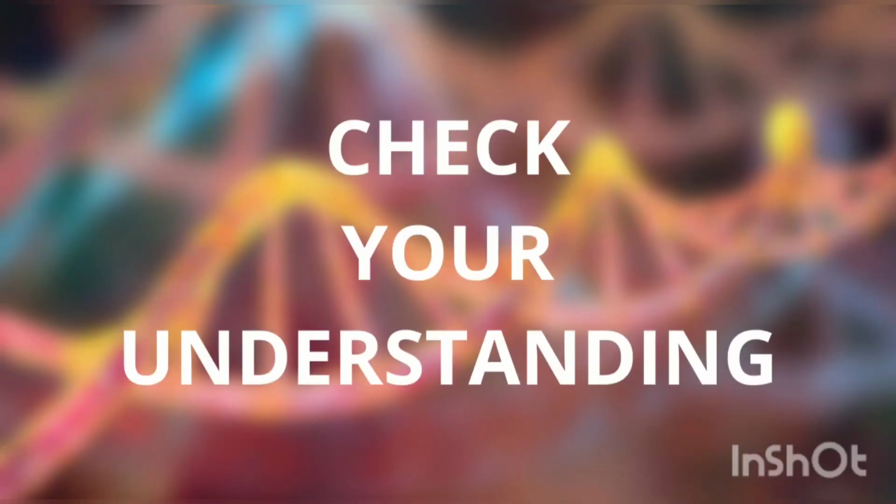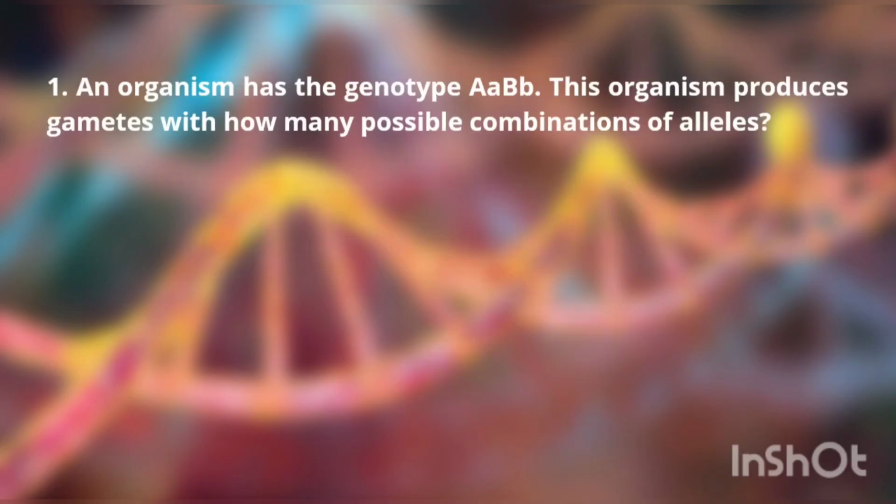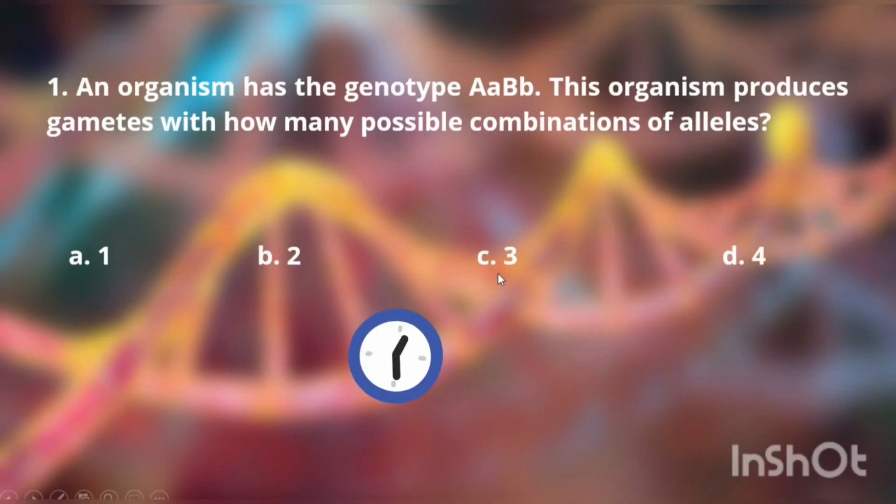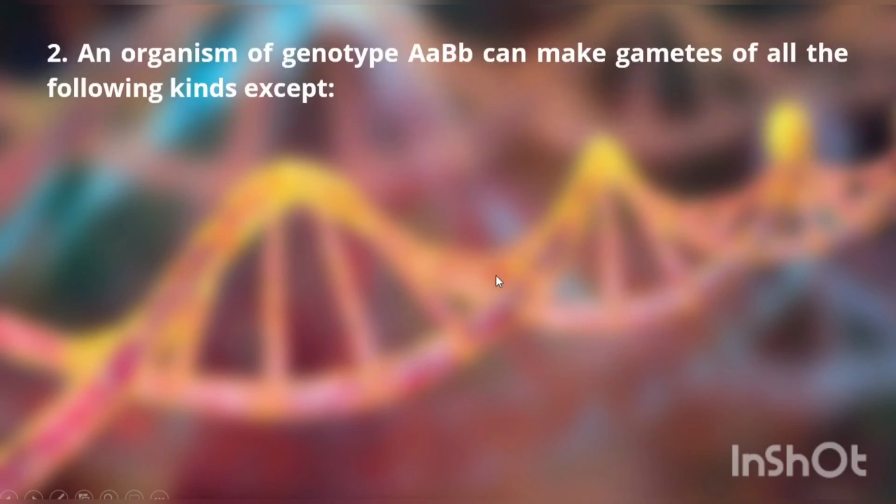Now, let us check your understanding. Number 1. An organism has a genotype capital A, small a, capital B, and small b. This organism produces gametes with how many possible combinations of alleles? A. 1, B. 2, C. 3, D. 4. Number 2. An organism of genotype capital A, small a, capital B, small b can make gametes of all the following kinds except A, B, C, and D.